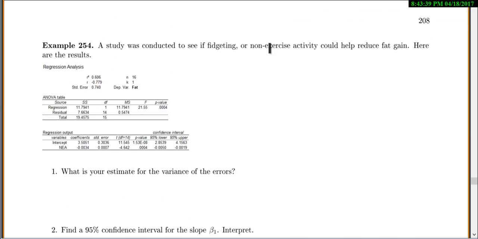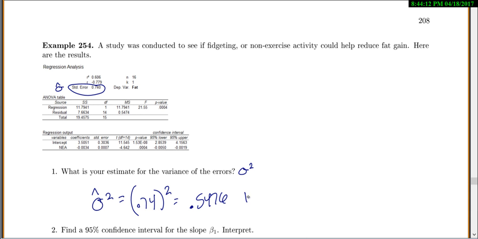Let's see, so a study was conducted, so still the same thing, we're just continuing on here. Let's see, what is our estimate for the variance of the errors? Okay, so it's saying, what is our estimate for sigma squared? So our estimate for sigma squared, let's see, remember the standard error, we said that's just sigma hat. So if we square it, we get 0.5476. This is also called our mean square error, if you remember.